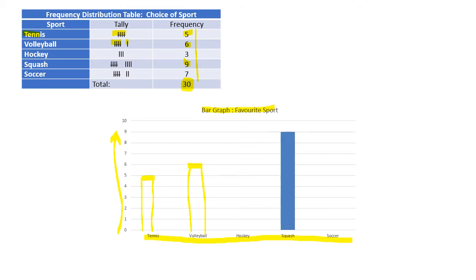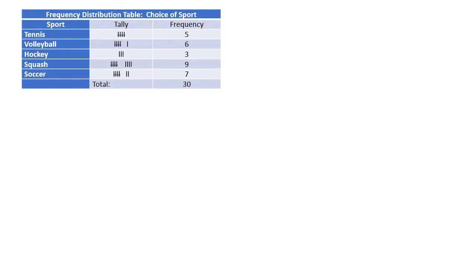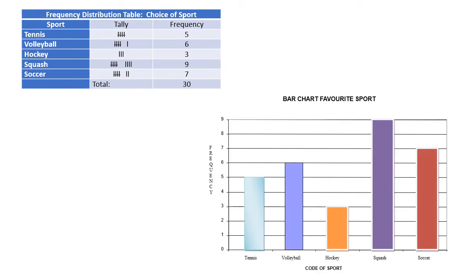Just to put this into perspective, a bar chart should look like this. This is the title. This is the code of sport on the x-axis, again listing all the different codes that I have. On this side here, the y-axis, that shows me the frequency. For tennis, I can see a height of 5. Volleyball has a height of 6. Hockey has a height of 3, which means that 3 people chose hockey.